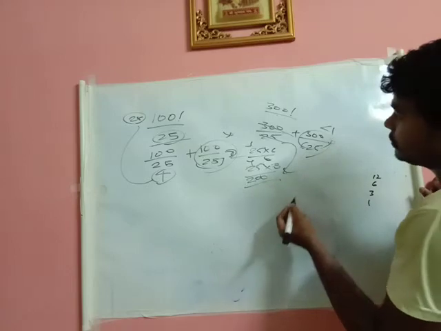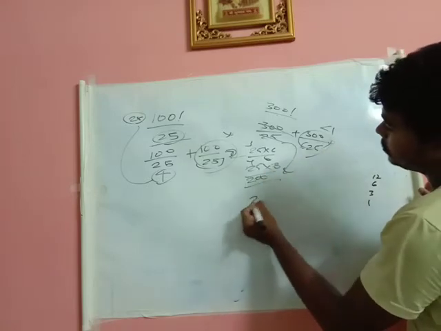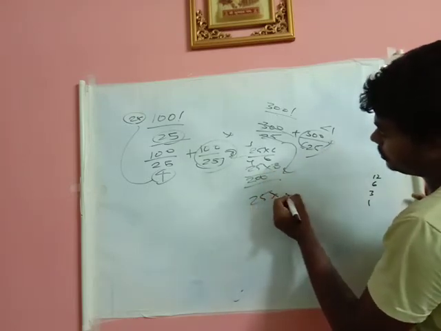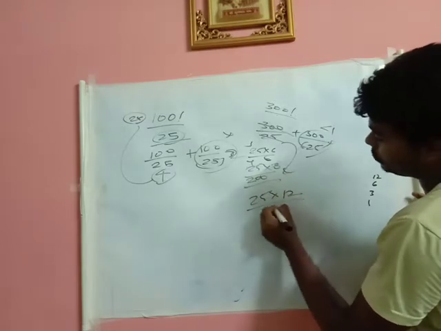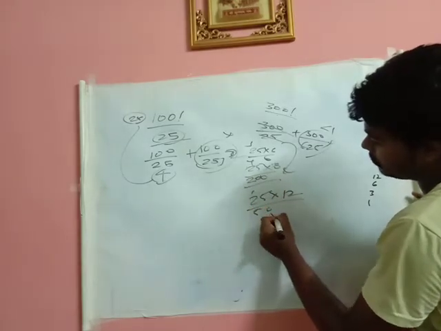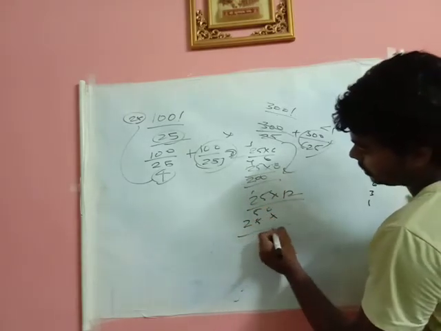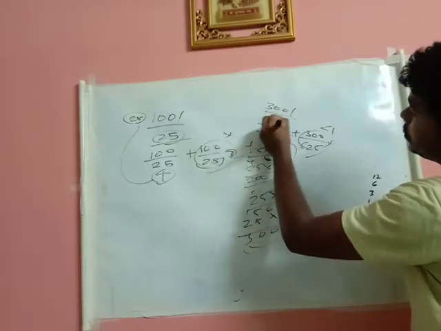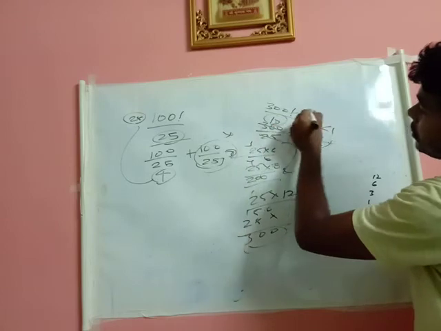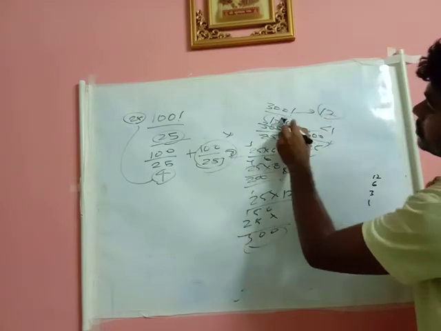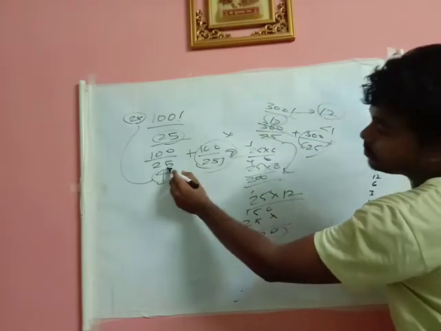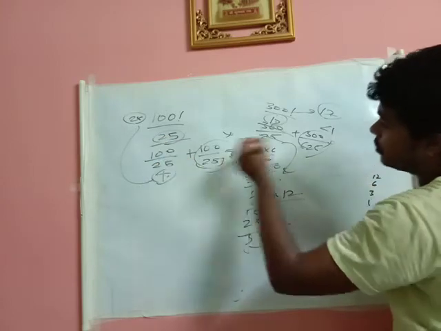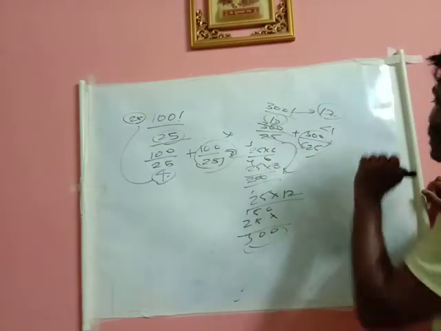What is 300 by 25? What is the nearest multiple? You can take 25 into 10, 250. So 25 into 12: 2 5s are 10, 2 2s are 4, 1 5 is a 5, 1 2 is a 2. You will be getting 300. So 25 12s are 300. So the number of 25s present in 300 factorial is 12. The number of 25s present in 100 factorial is 4, and in 300 factorial is 12.